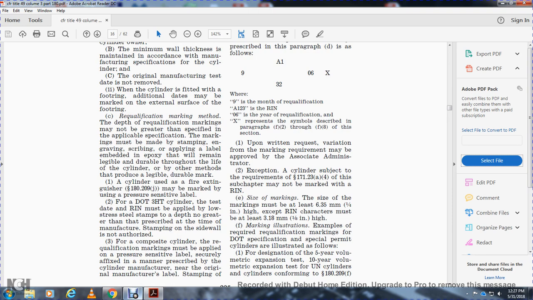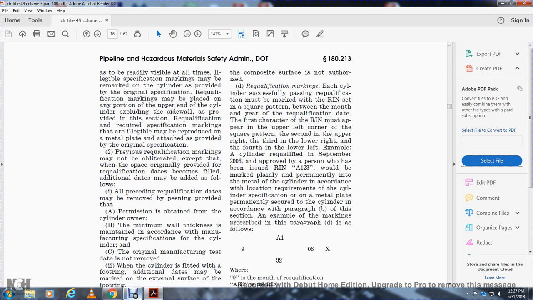For composite cylinders, the requalification marks must be applied with the pressure sensitive label securely affixed in the manner prescribed by the cylinder qualification manufactured from the year of the original manufacturer label stamping. Over the composite surface that is not authorized.